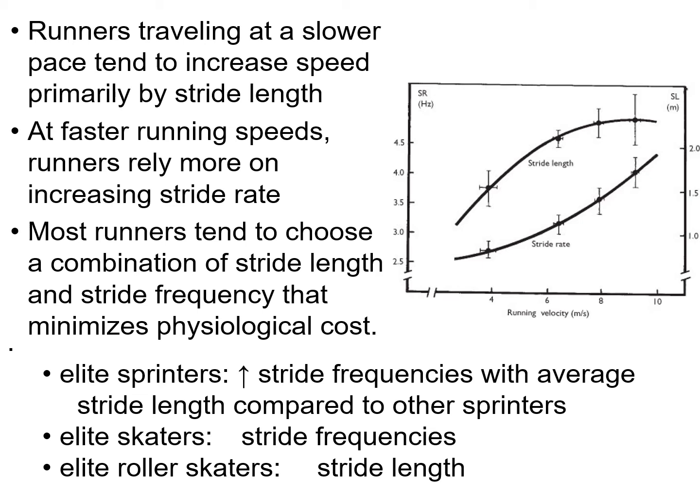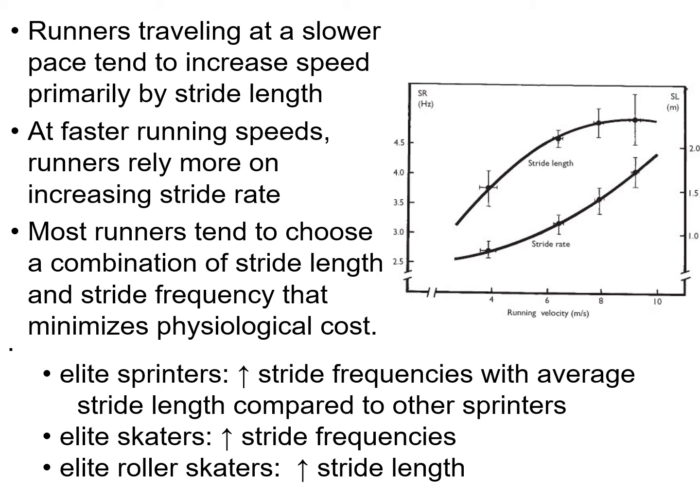So we look at elite sprinters. They increase stride frequencies with average stride length compared to other sprinters. If we're looking at ice skaters, they increase their stride frequencies. If we're looking at roller skaters, they may increase their stride length. It depends on what is the most efficient way. Is it increasing stride frequency or increasing stride length?